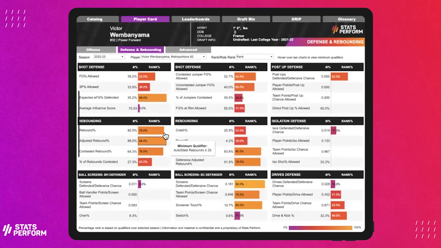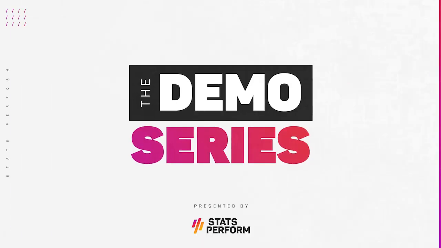We see a lot of rebounding metrics as well, where he rates pretty highly. When he's defending the screen, 83rd percentile, and how often the screener is actually getting a touch off of it. So he's kind of shutting them down and not allowing the pick and pop or pick and roll to happen with a pass to the screener.